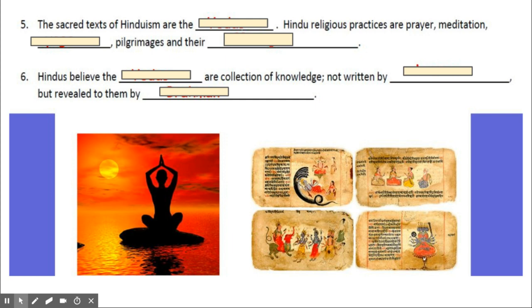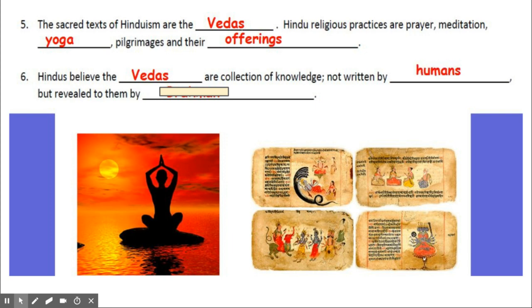Hindu sacred text. The sacred text of Hinduism are the Vedas, and the Hindu religion practices prayer, meditation, yoga, which is part of their religious practices, pilgrimage, and finally, there are offerings that they offer up to their many gods. Hindus believe that the Vedas are a collection of knowledge not written by humans, but revealed to them by Brahman.